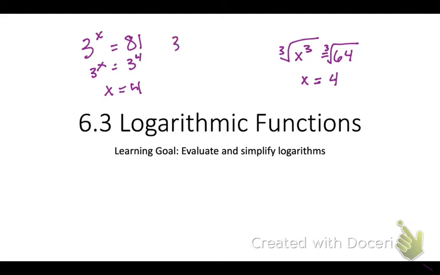But what if I give you 3 to the x equals 72? I don't think a power of 3 is 72, do you? So we need to be able to get to it. Or if I had 3 to the x plus 4 equals 75, we need to be able to get to this x, which right now we cannot.